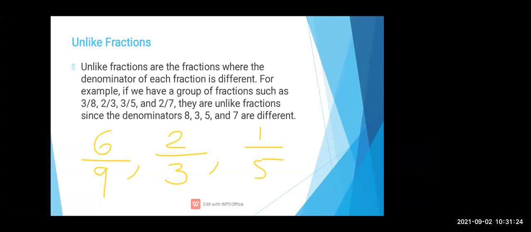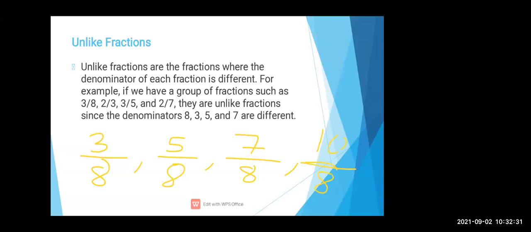Yes, very good. Very nice. Students are giving me the right answer. This is unlike fraction. Why is it unlike fraction? Let me know why. Very nice, because all the denominators are different. Denominator क्या है इसमें? Different है. One is 9, one is 3, one is 5. So that's why it is called as unlike fraction. Clear? Okay. Now I'll write one more example and you are going to identify which type of fraction it is.